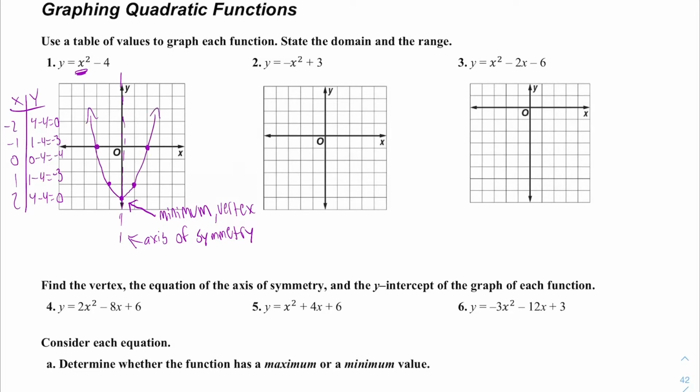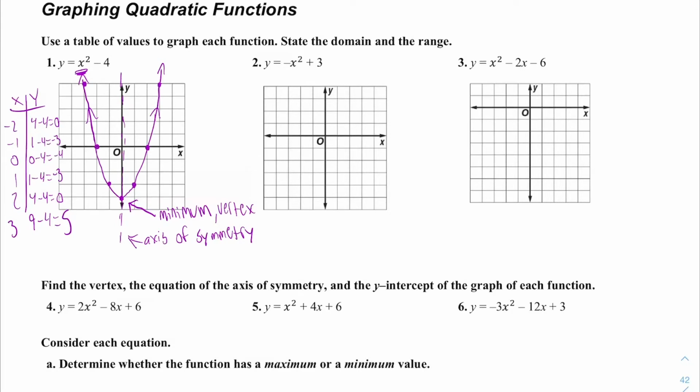And we're going to put some arrows on the curve because we can continue plugging in numbers. We can plug in 3. If we plug in 3, we'll get 9 minus 4 equals 5. So that means my third point would be up here, like that. And then it would be reflected onto the left side as well, because a parabola has two sides that are mirror images of each other.